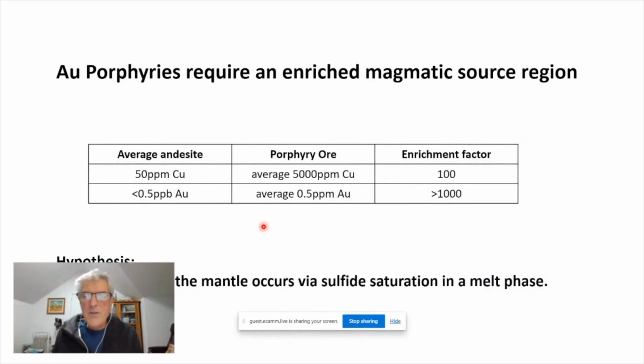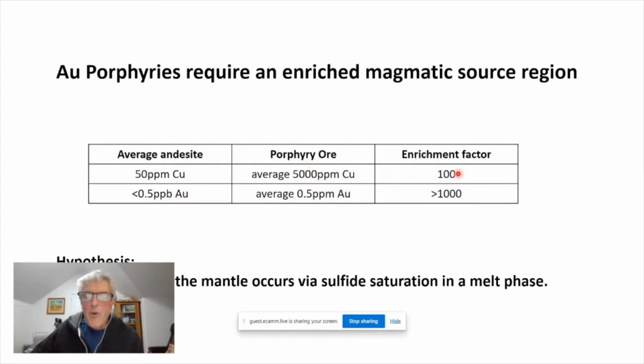Most of the porphyry copper deposits in the world just have economic copper. A relatively small proportion of them have economic gold as well as copper. So think about the degree of enrichment between the source region where the melts are generated and the ore body. The average andesite has about 50 ppm copper, and average basalt has 100 ppm copper. So if we go from the source region where the melts are generated into the porphyry ore, for copper, there's an enrichment of about 100 times.